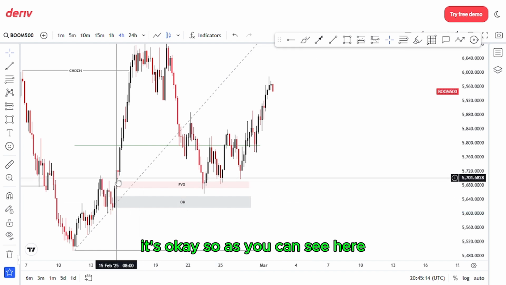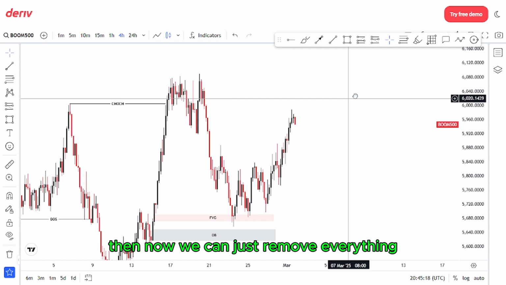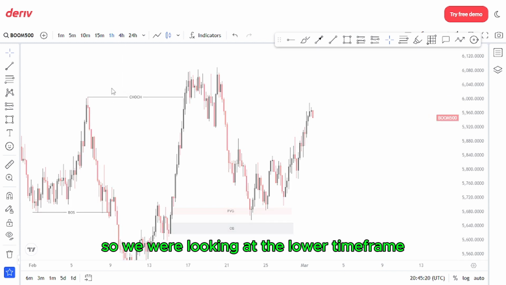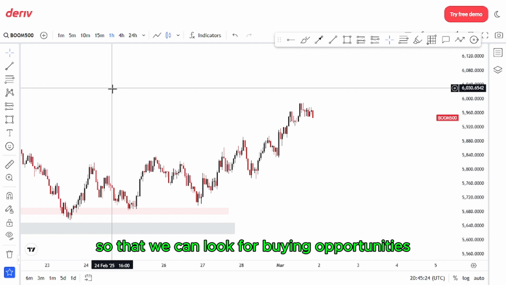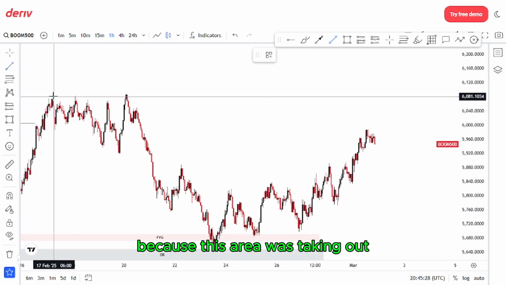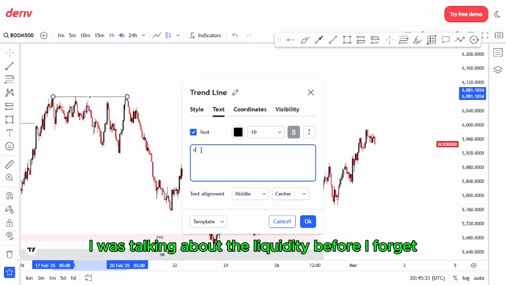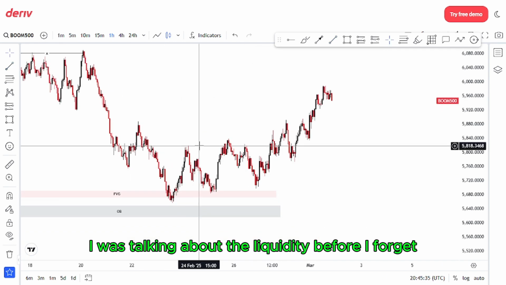So as you can see here, we had the fair value gap, we had the OB, then now we can just remove everything. So we were looking at the lower time frame for us to get a change of character so that we can look for buying opportunities, like I told you, so that we can target this area here. Just because this area was taken out, we had liquidity within this point. I was talking about the liquidity before I forget.